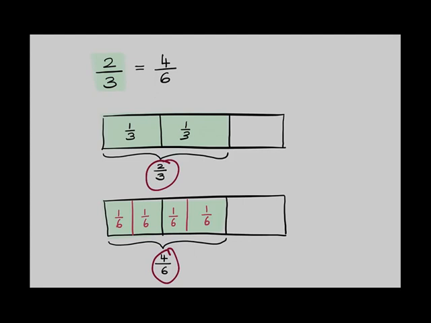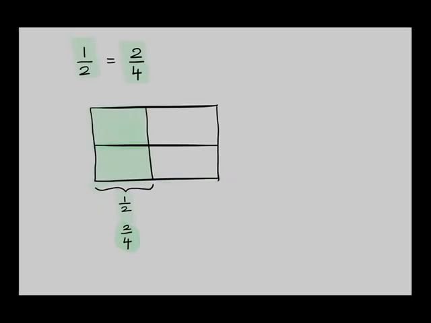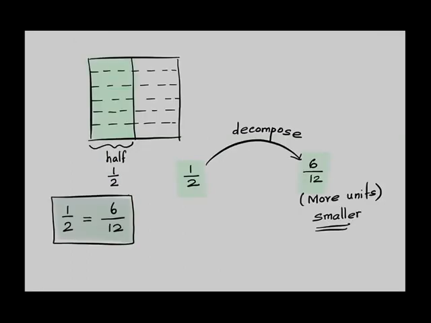2 by 3 and 4 by 6 are equivalent because they have the same size. The fraction 2 by 3 has 2 units of 1 by 3, and the fraction 4 by 6 has 4 units of 1 by 6. So the equivalent fraction of 2 by 3 is 4 by 6. In the same way, the equivalent fraction of 1 by 2 is 2 by 4.